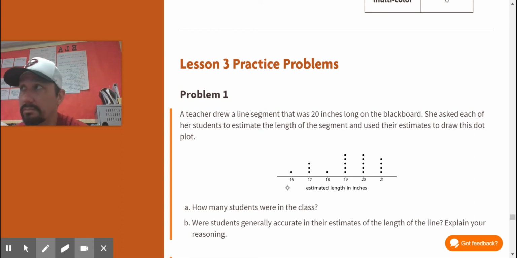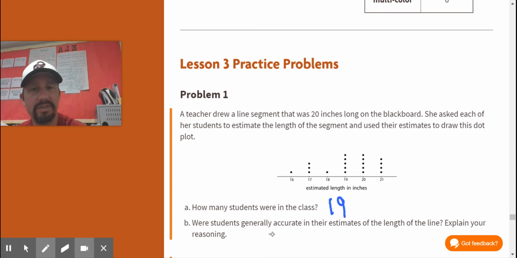Whoa. I'm not sure you can hear that, but fire truck. 1, 4, 5, 10, 15, 19. 19 students, because there are 19 dots.